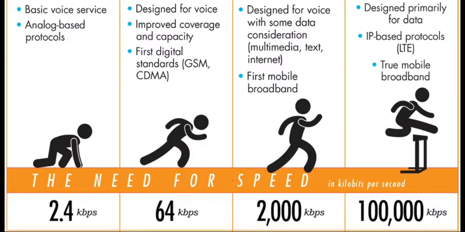Talking in terms of speed, you see in 1G there was only 2.4 kbps, then in 2G it became 64 kbps, in 3G it became 2000, and in 4G it's around 100,000 kbps. So essentially 4G is around 1500 times faster than 2G. Yeah, you heard me right. 4G is around 1500 times faster than 2G.